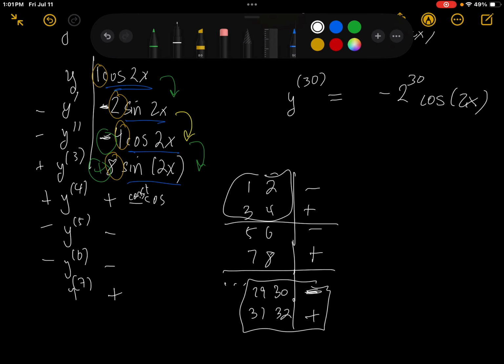Okay, and that's the answer to the problem. The answer is negative 2 to the 30th power cosine of 2x.